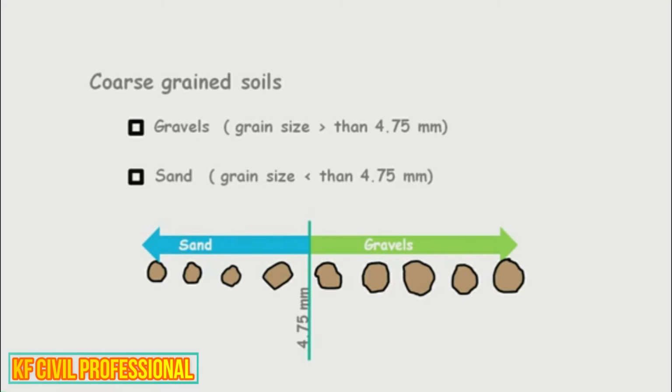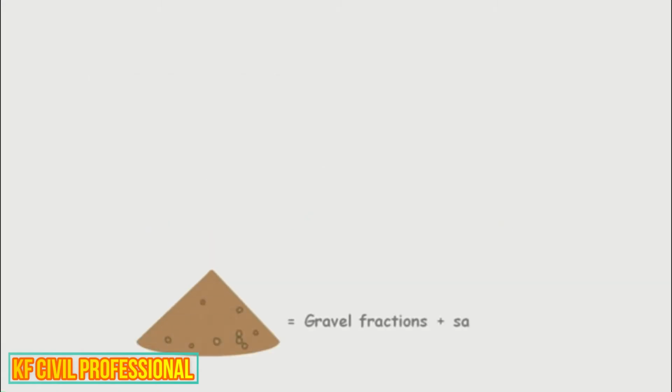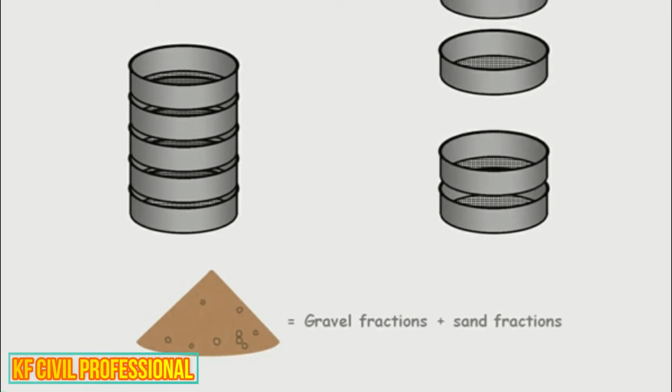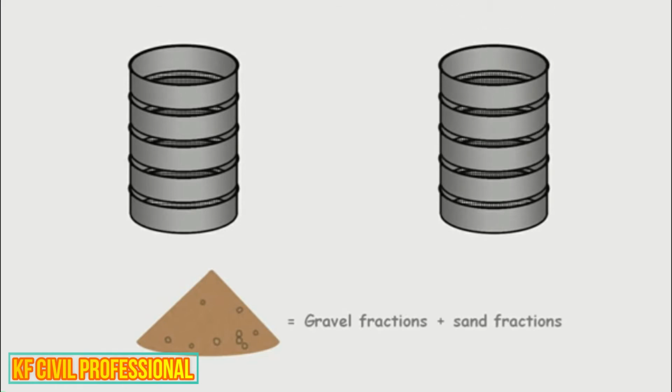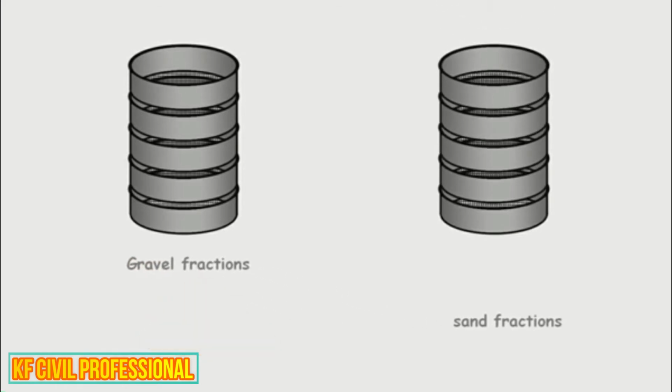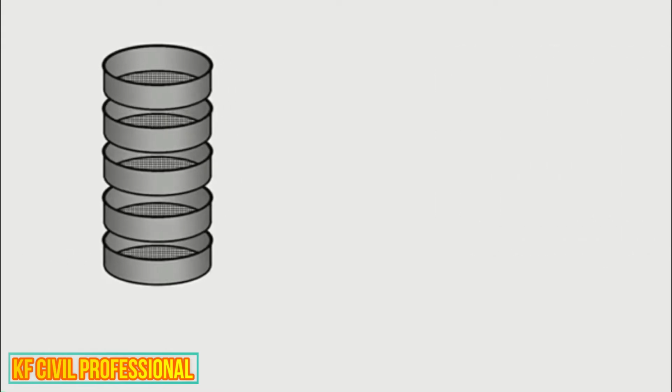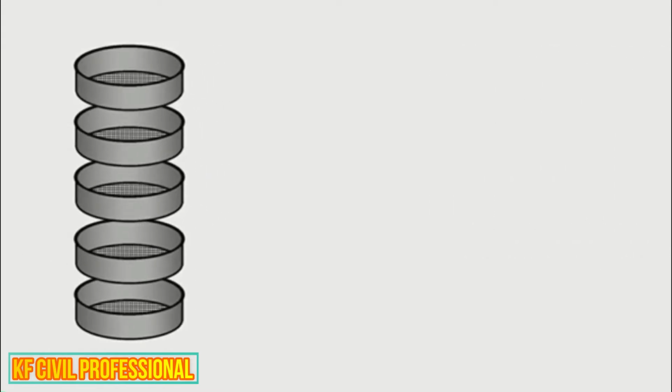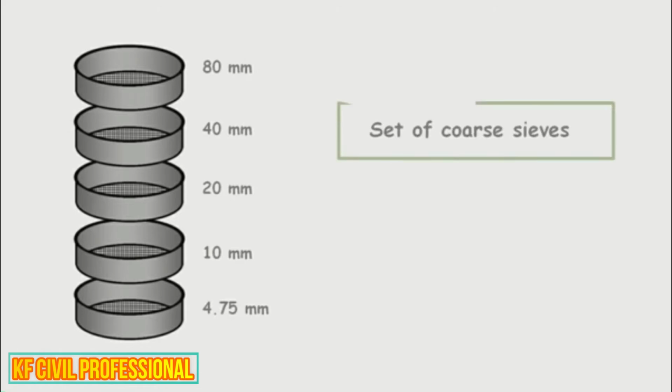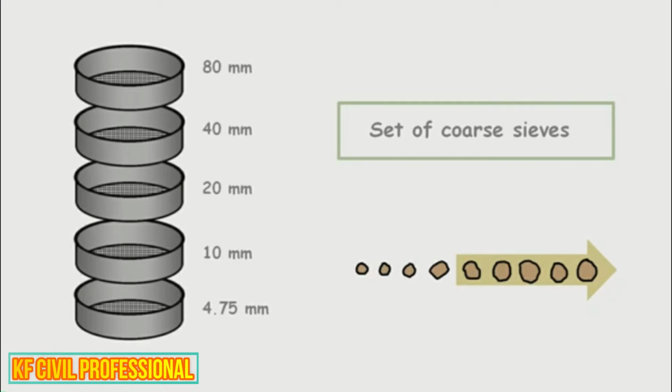So, for sieve analysis of our sample, we need two sets of sieves, one for gravel fractions and another for sand fractions. For gravel fractions, we require sieves of sizes 80 mm, 40 mm, 20 mm, 10 mm and 4.75 mm. This set is called set of coarse sieves, as it sieves the coarser part of coarse soils.